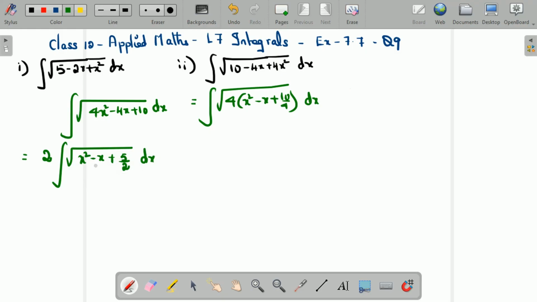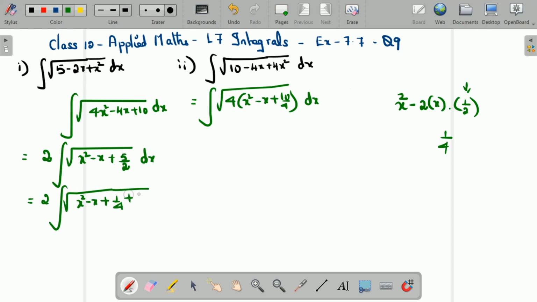Now I'm going to complete the perfect square. So first let's compute x squared, into minus 2 into x into 1 by 2 will get me a minus x here. So b in this case is going to be 1 by 2, which means b squared will be 1 by 4. So I'm going to put this as 2 into integral of root of x squared minus x plus 1 by 4, then plus 5 by 2 minus 1 by 4 dx. So this plus 1 by 4 and minus 1 by 4 ensures that we did not change the values.